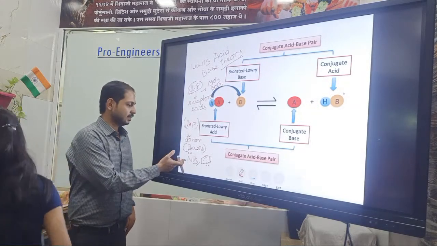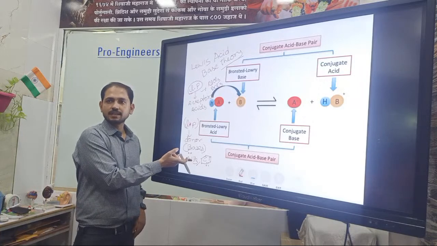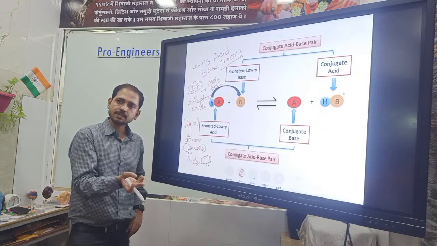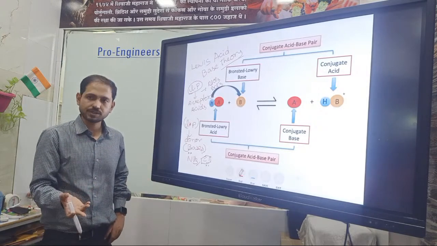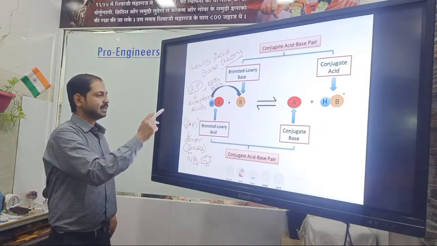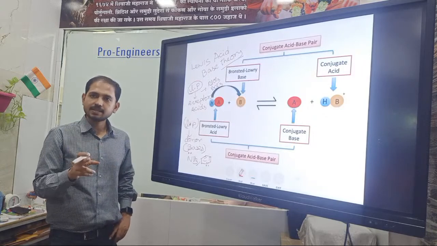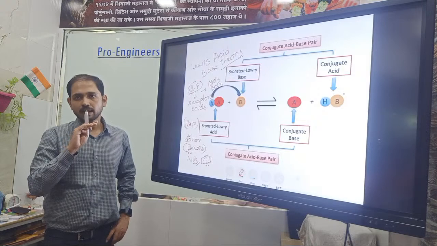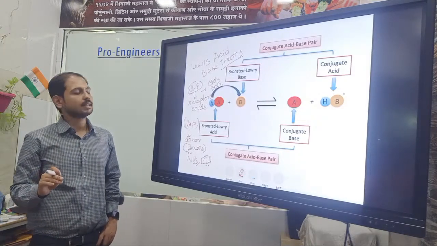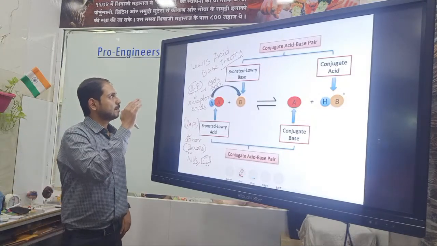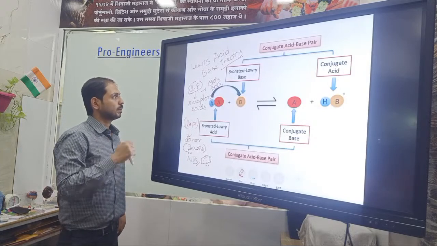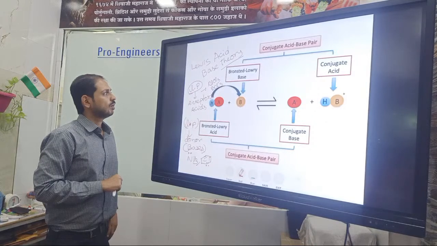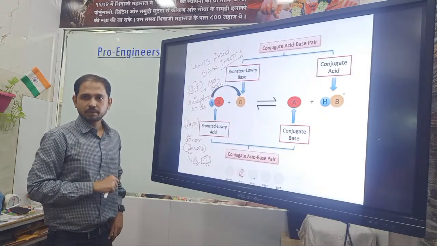But they are not Arrhenius bases, right? They can't give OH minus. You can say that ammonia is a Lewis base, and also that ammonia is a Bronsted base, right? AlCl3 and BCl3 are acids only in the concept of Lewis acid-base theory. Arrhenius acid-base theory, or even Bronsted acid-base theory, can't explain the acidity of AlCl3 and BCl3.